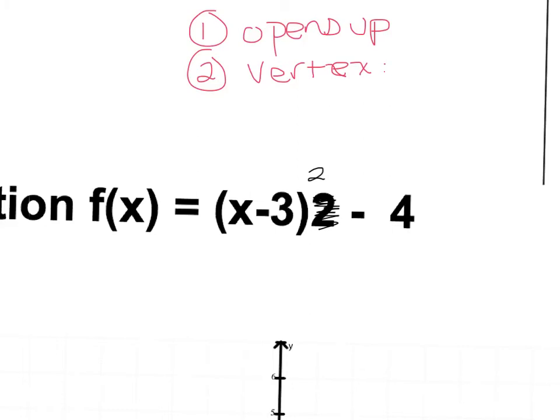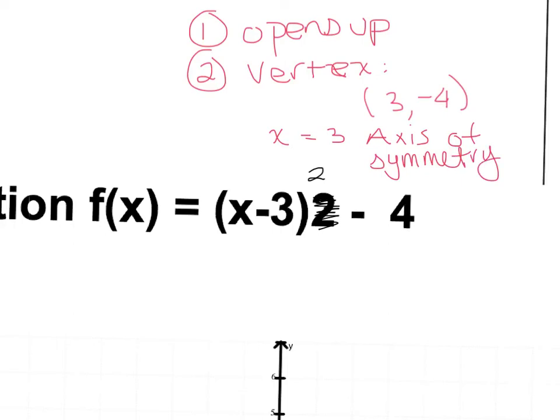which is, remember, opposite sign to what's going on in here, so that's 3, negative 4. And something I didn't note in the previous example was this is the axis of symmetry, so x equals 3 is the axis of symmetry. So whatever x is on your vertex is your axis of symmetry. Okay, then from here we want to identify the x and the y-intercept.